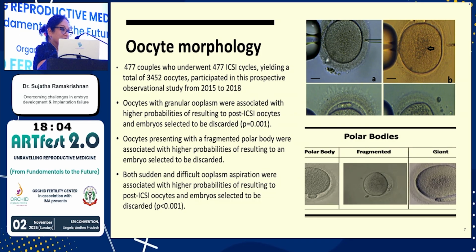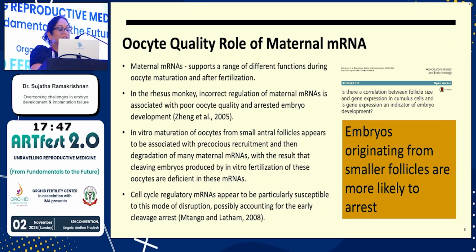Not only the morphology of the oocyte, the consistency of the ooplasm also matters, because when you do ICSI, when there is a sudden and difficult ooplasm aspiration, those oocytes definitely have a higher probability of ending up in developmental arrest. Now, this is something which you can visualize under the microscope.